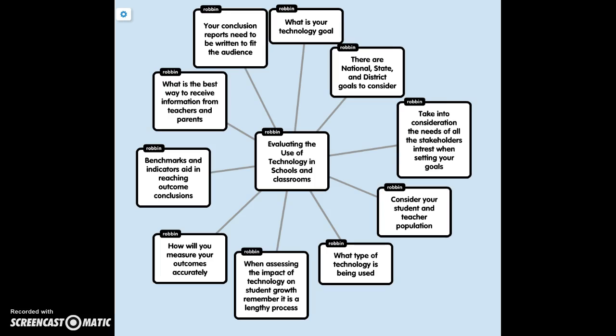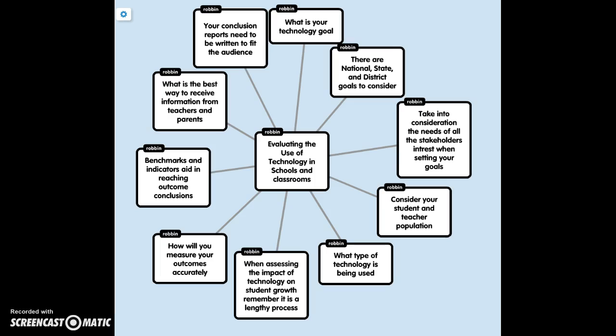Also, you have to take into consideration the needs of all the stakeholders' interests when you're setting your goals. The people that are going to be looking at this are from different areas. You might have the people who gave the money for the equipment, of course your teachers, your students, the district, your principal at your school, so you have to take into consideration what they want to see at the end of the period that's allotted for you to reach your goal.